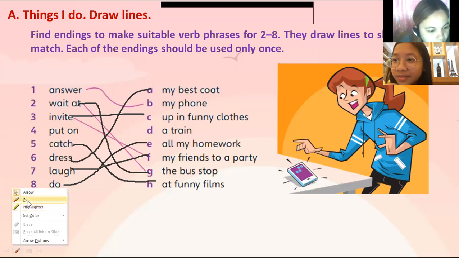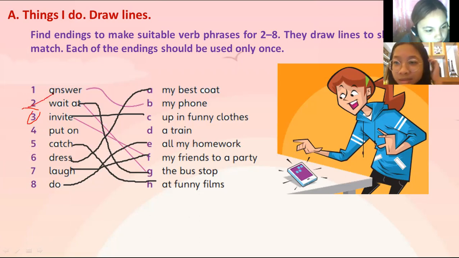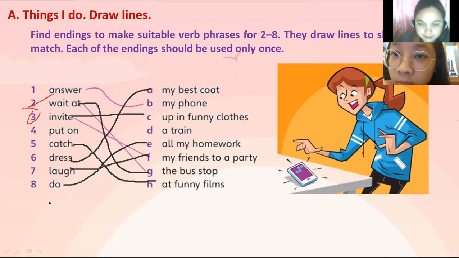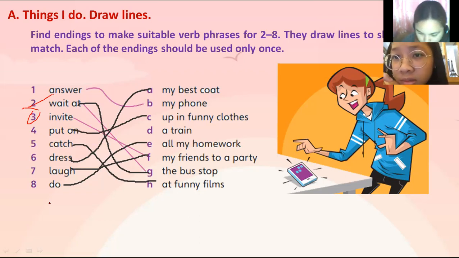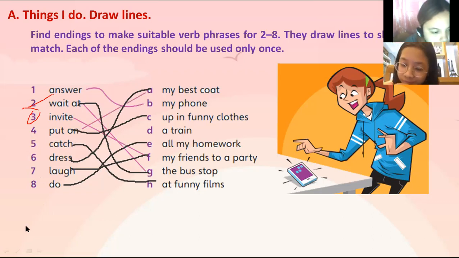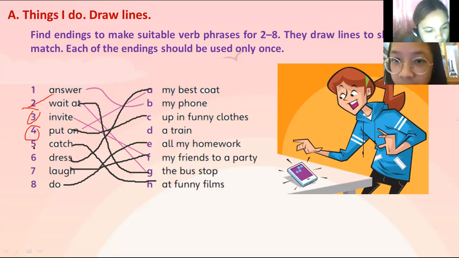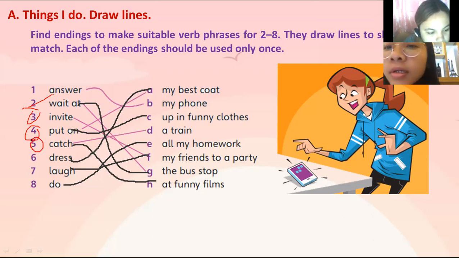Put what? Oh, you didn't answer put on. Why? Put on my best coat. Okay, number five. Catch a train. Our next one. Dress up in funny clothes. Okay, that is dress up in funny clothes. Okay, you are correct. You changed your answer, but you're correct.